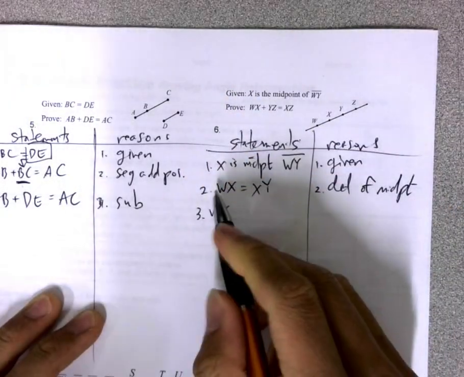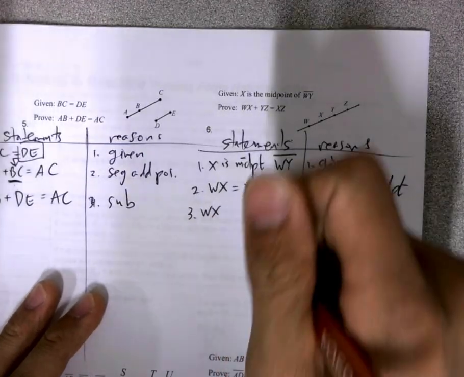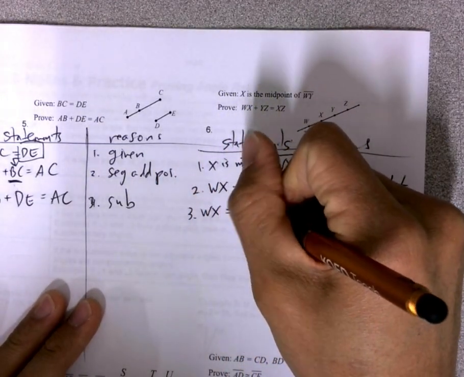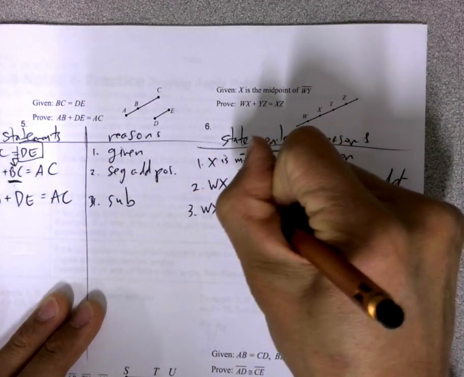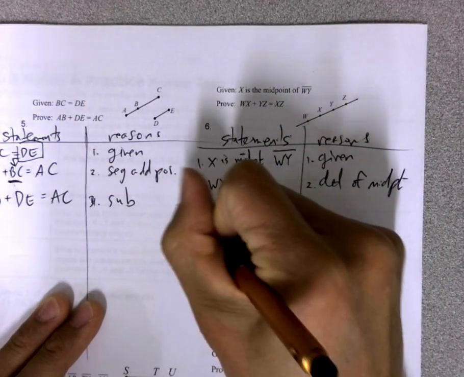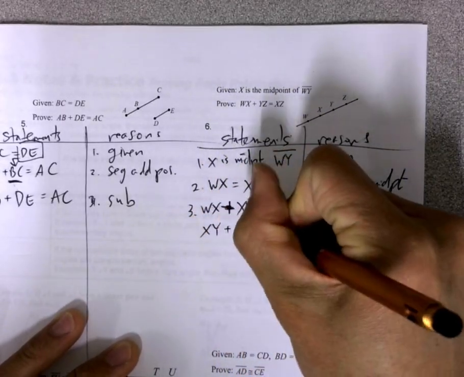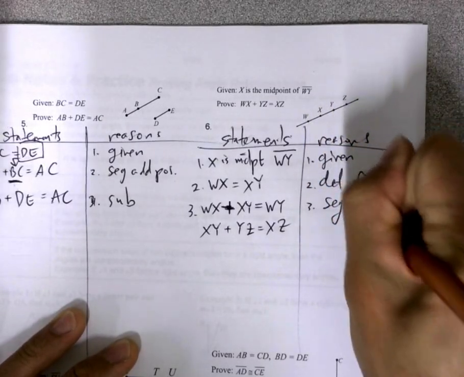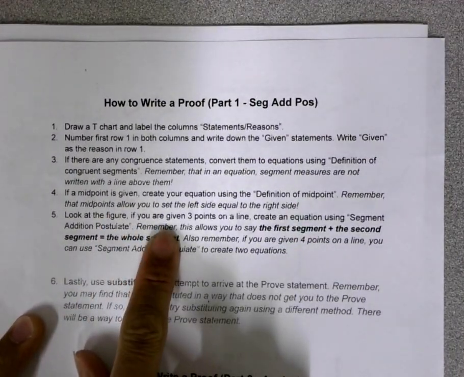Measure WX. Remember, when we go to measures, we don't need the line over the top of the line segment. So we go WX plus XY is equal to WY. Next equation, XY plus YZ is equal to XZ. And my reason here is going to be seg-add-pos. Okay, so we go back to our algorithm, we did seg-add-pos, and now we're here.